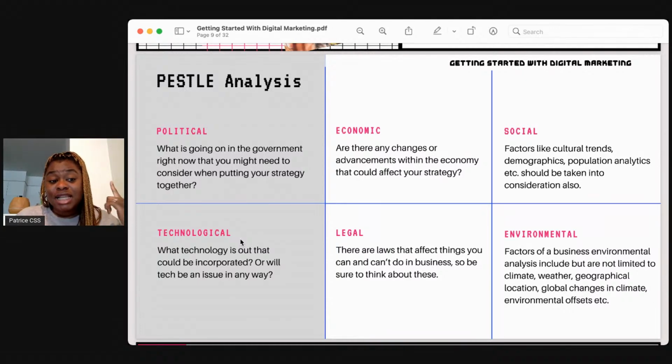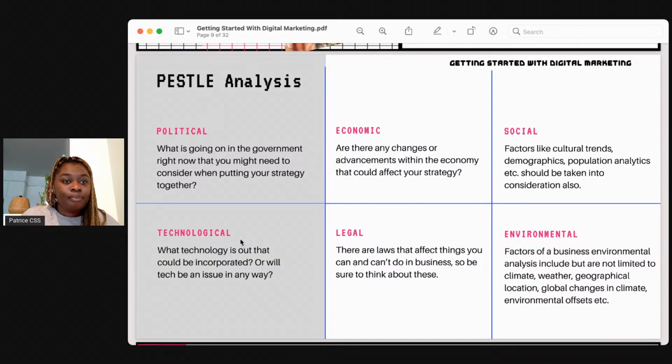Now, P stands for political. What is going on in the government right now that you might need to consider when putting your strategy together? What conversations are they having in parliament, or whatever the government in your country is called?